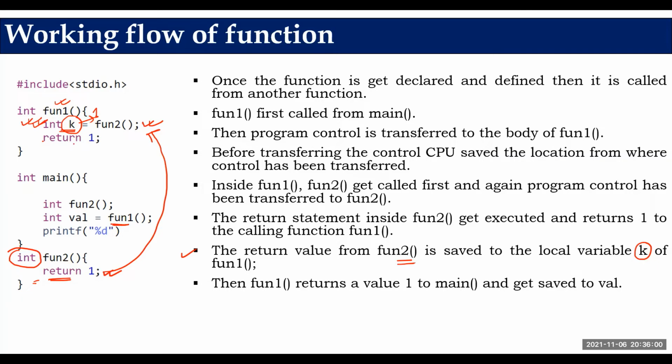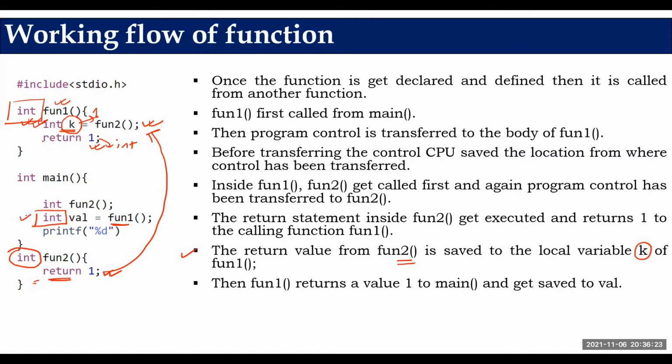So what type of value was fun1 returning? 1 is returning. What is the type of 1? Integer. So what is the return type of fun1? Integer. So we need one local variable inside the main method which can store the return value of fun1. So see, a variable val is declared.